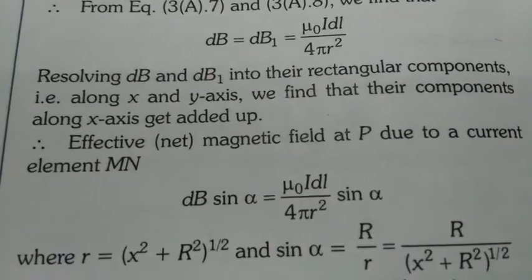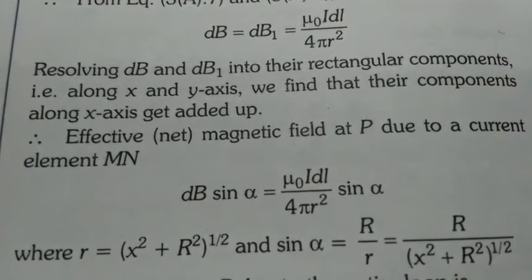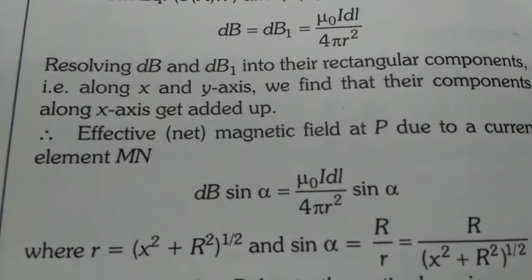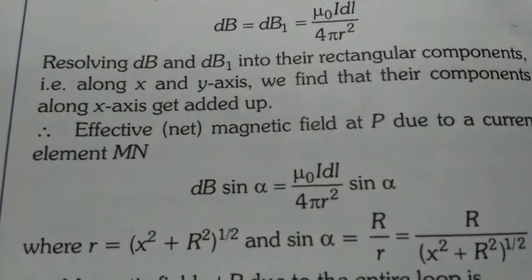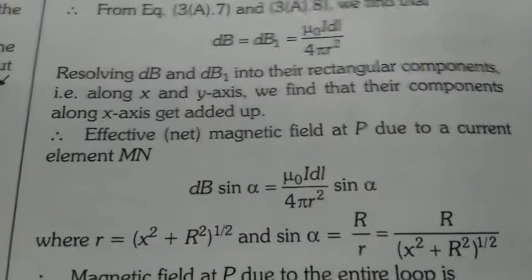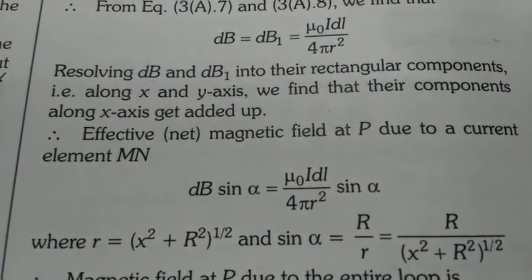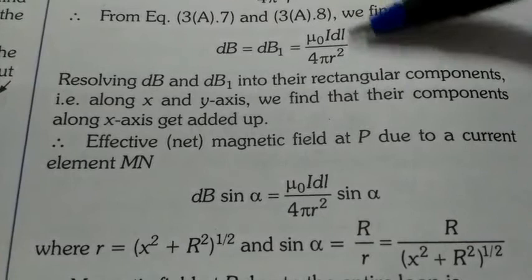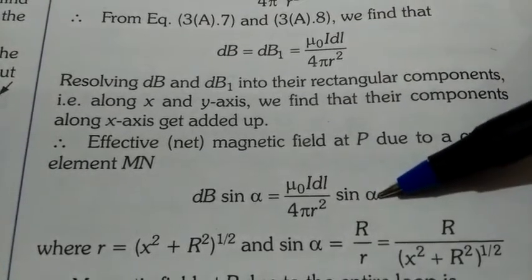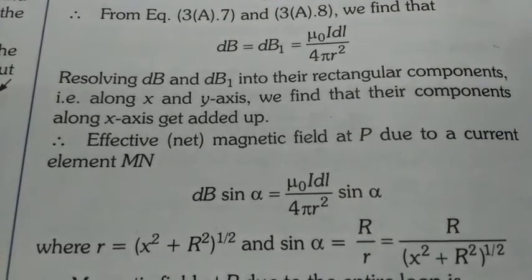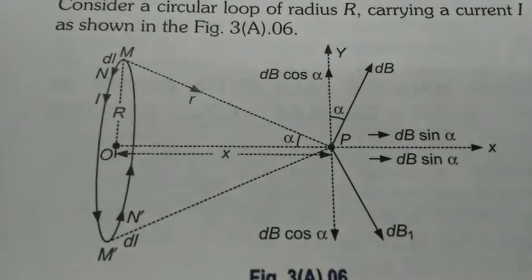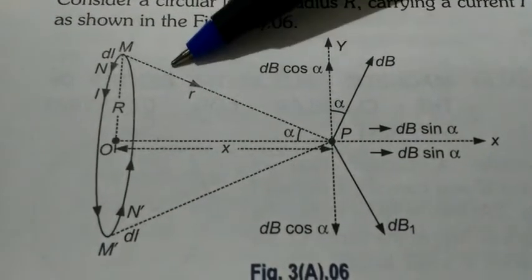And we have also discussed that the cos components of the magnetic field get cancelled and only the sine component will be left there. So in place of simple dB, we will take dB sine alpha. That means with this value, we will multiply sine alpha. Now we have to find out the value of r and sine alpha. For that, let's come back to our diagram.